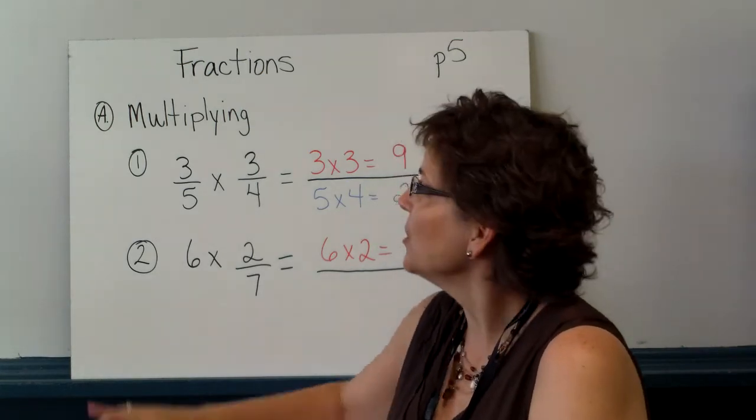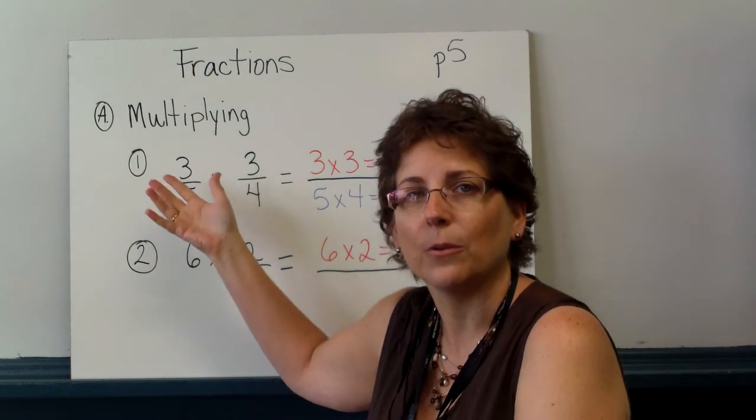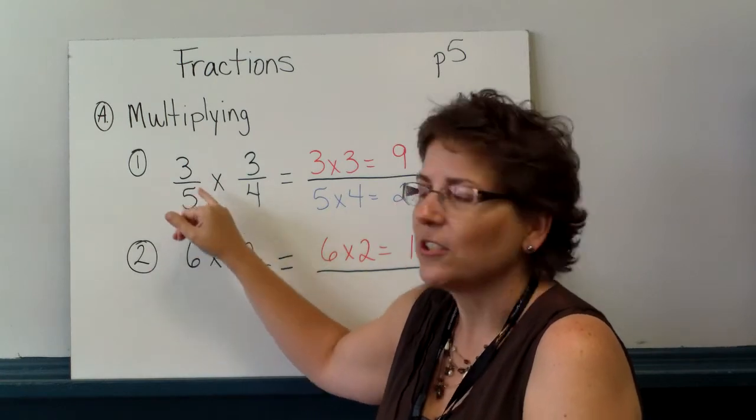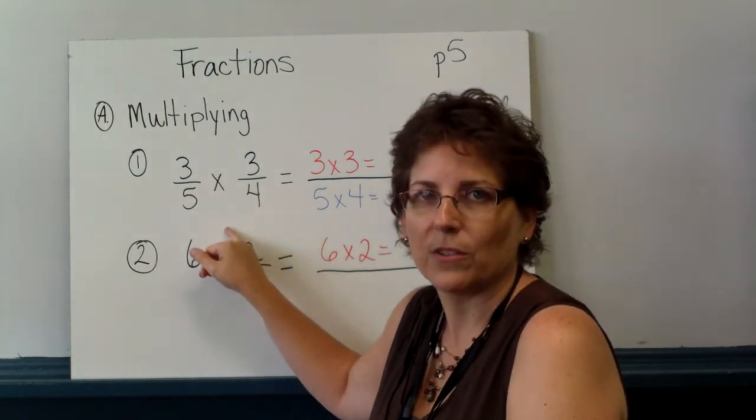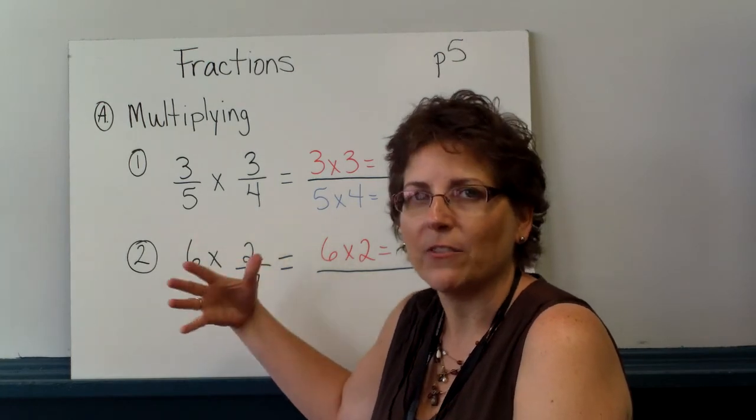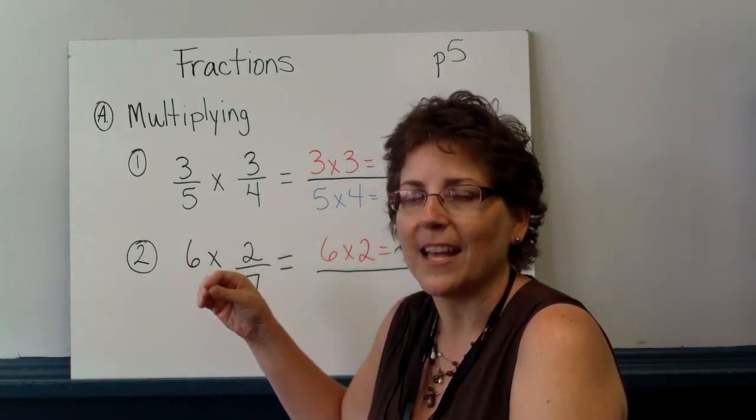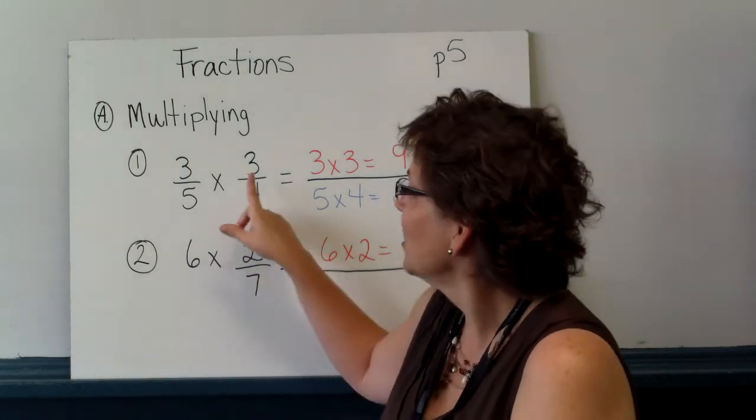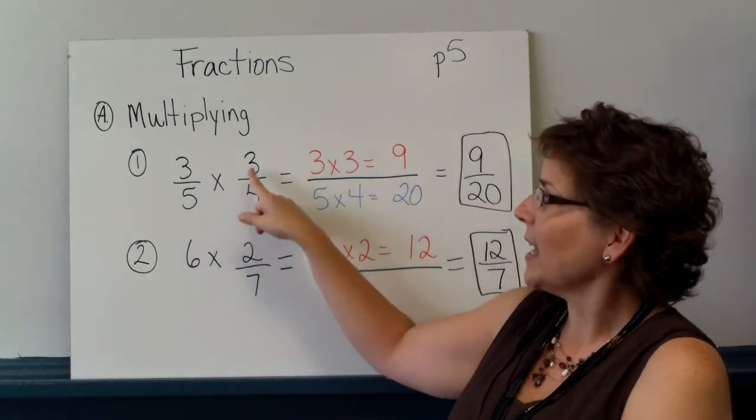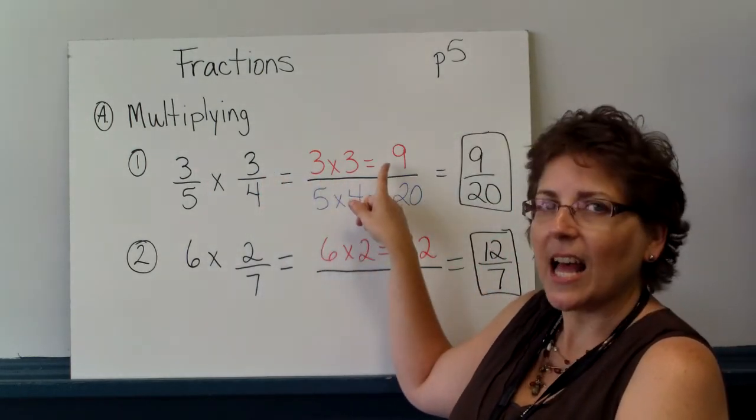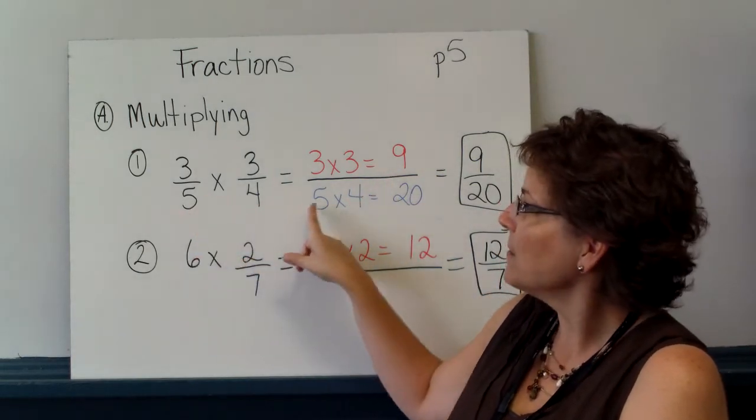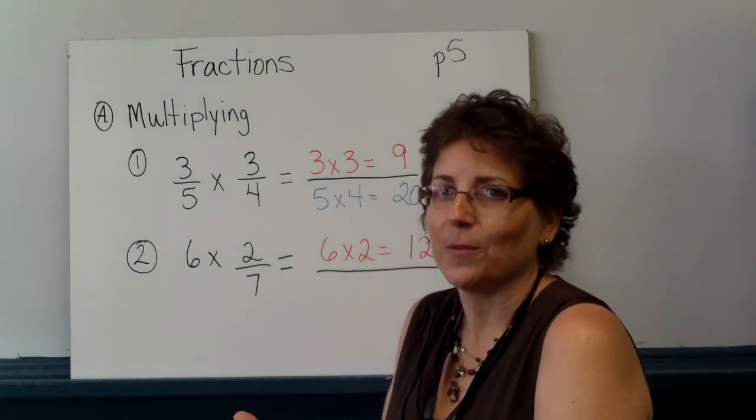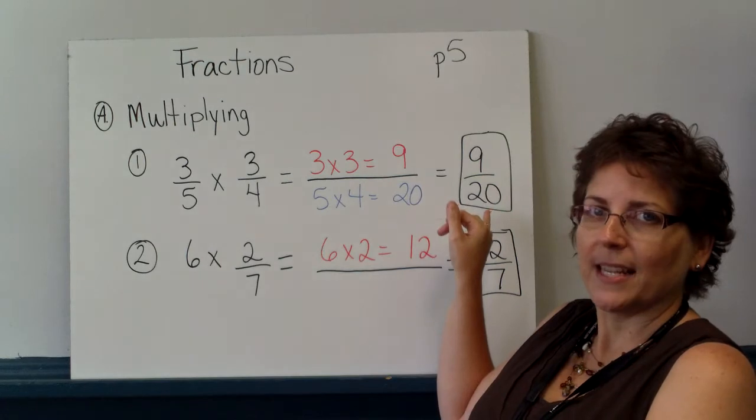First, we're going to talk about what you do when you're multiplying fractions. This should be a review, but go ahead and put down A and put down multiplying. This first problem has 3/5 times 3/4. When you're multiplying fractions, the only thing you have to remember is to multiply the numerators together to get a new numerator, and then multiply your denominators together. So we multiply 3 times 3, and that gives us the 9 on top, and then we multiply 5 times 4 on the bottom, and that gives us a 20. So our answer for this problem is 9/20.